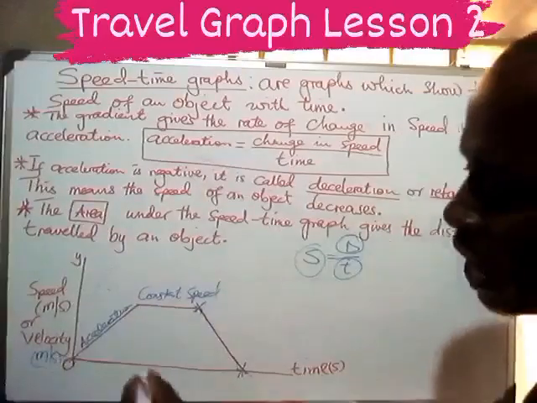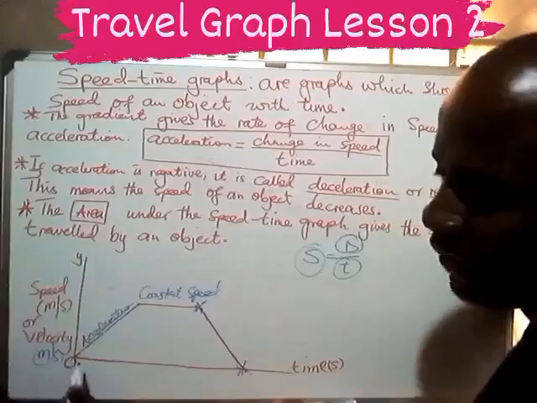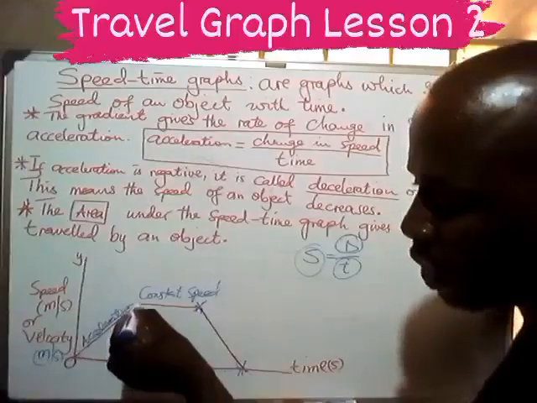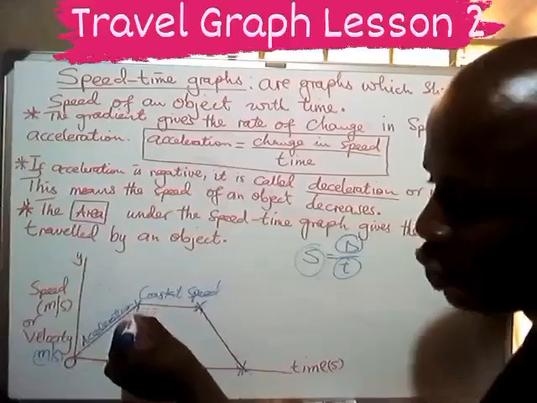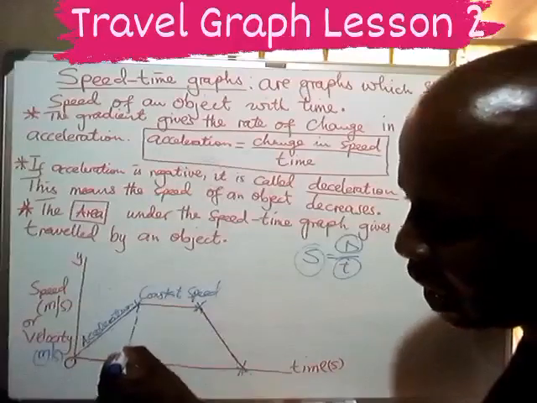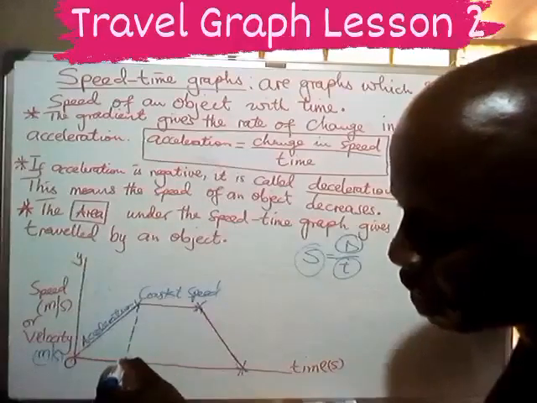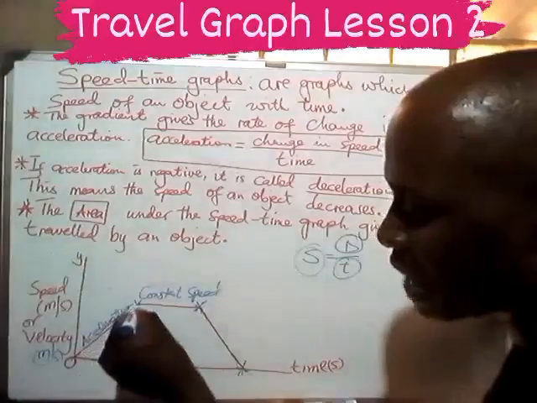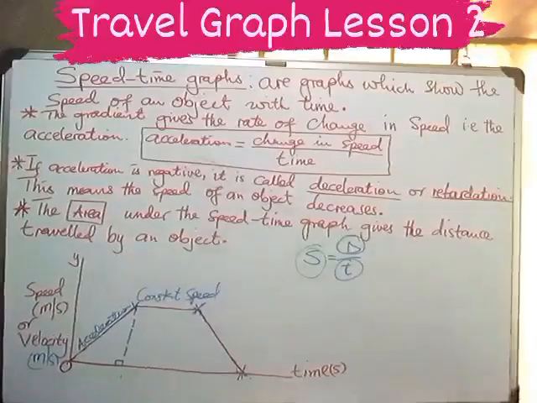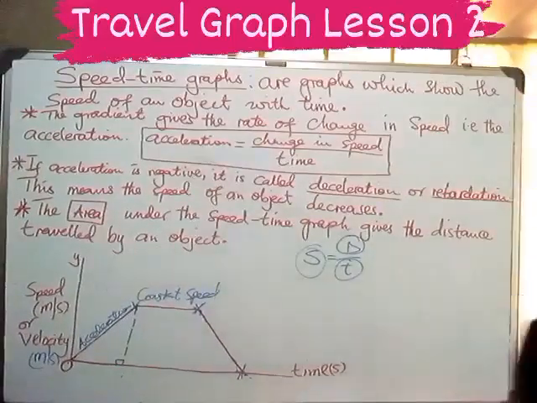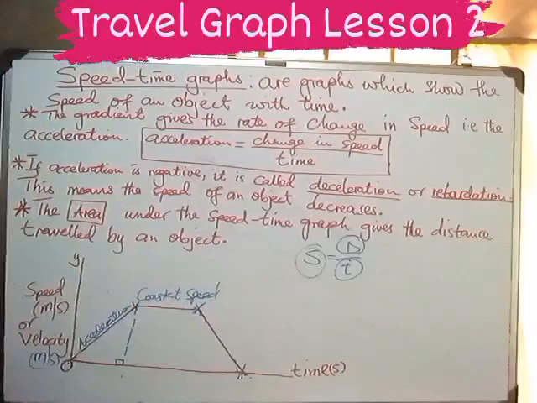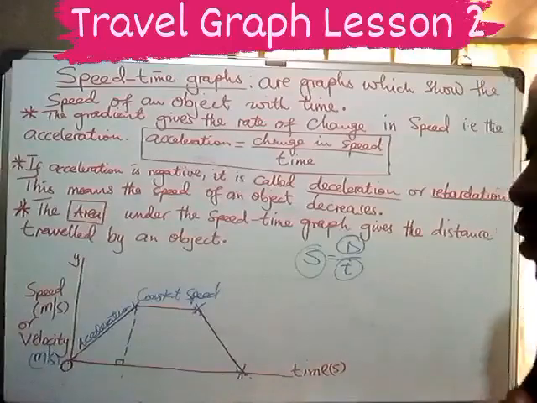What am I trying to say? For example, if I tell you to find the distance from 0 up to here, you must come up with the area of the shape formed. So when you look at this shape here which has been formed, this is a triangle. So you use the formula we use to find the area of the triangle.